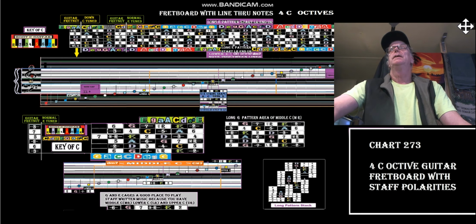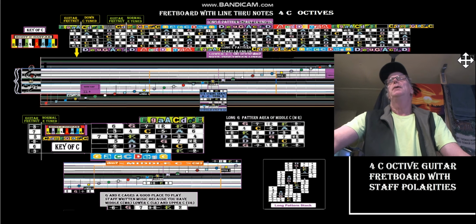273 for C octave guitar fretboard with staff polarities. What does staff polarity mean?